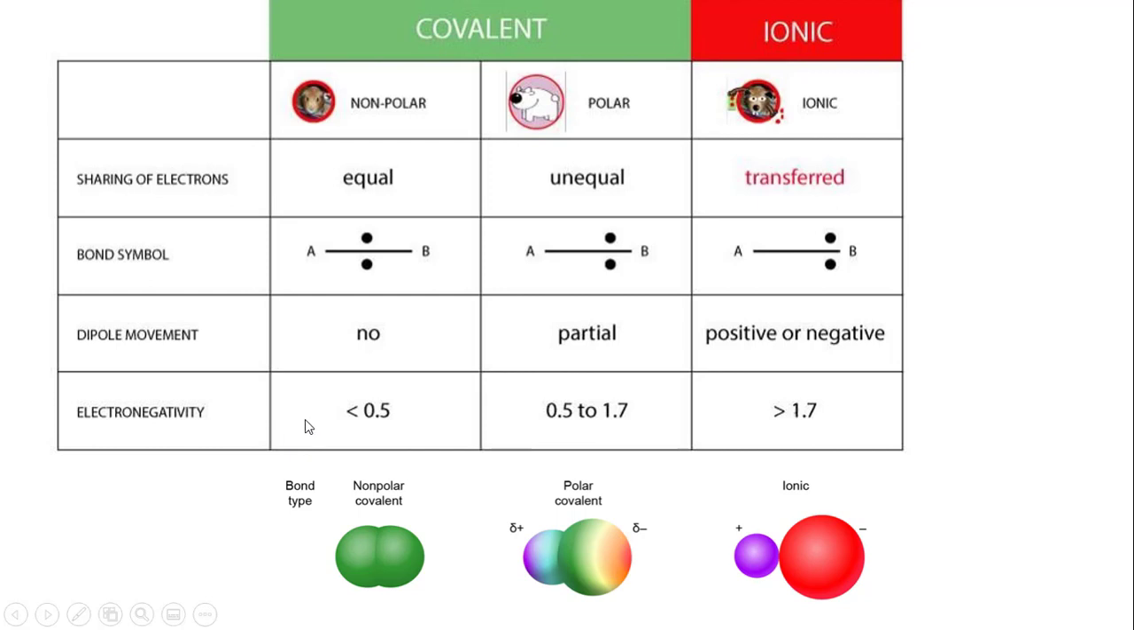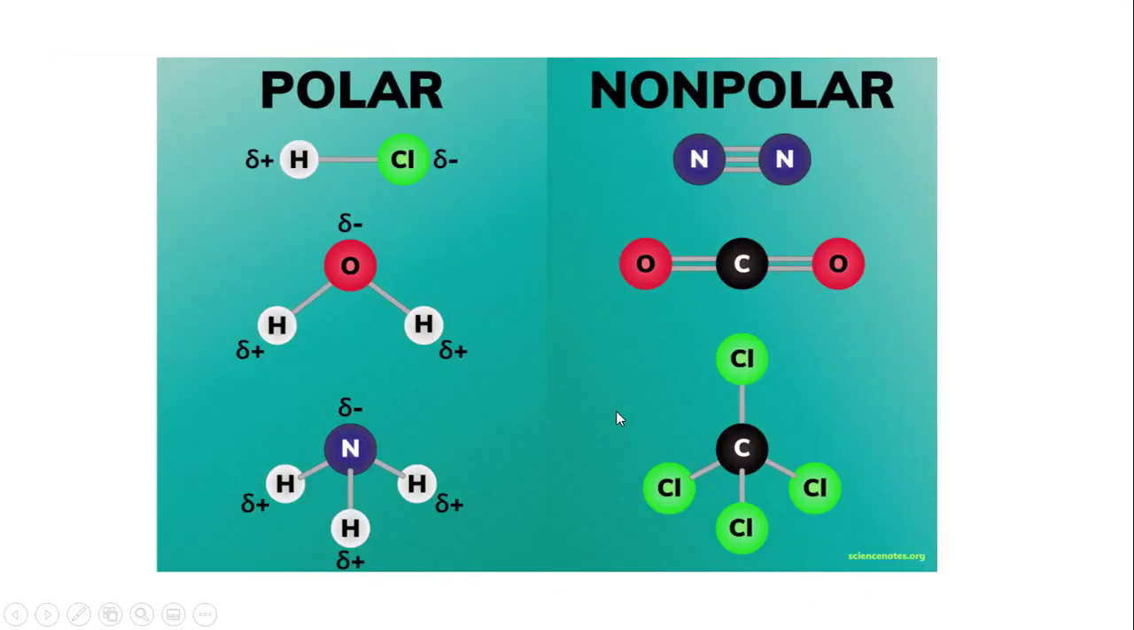I will tell you that if you go online in different books, these numbers change. Some will consider nonpolar at 0.4 and below. Some consider 0.5. I don't know why all of these change. This might be 1.8. I've seen it considered as 1.9. It's just weird. And then here are some pictures of polar with the partial positive and partial negative.